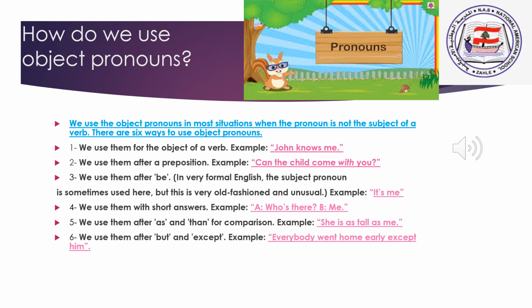Number 5, we use them after as and than for comparison. For example, she is as tall as me. And last but not least, number 6, we use them after but and except. For example, everybody went home early except him.